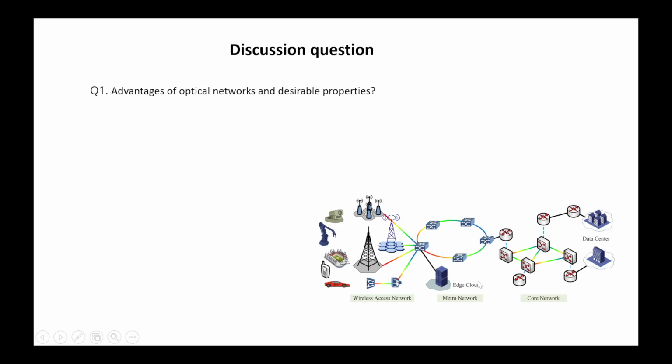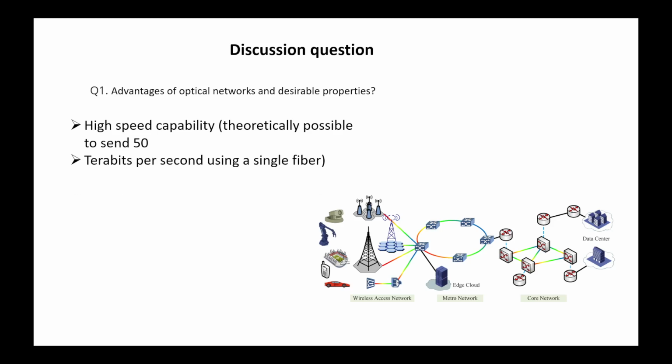So this type of network is established between our cloud system, metro network, or wireless network. So what is the advantage of the optical network? High-speed capability. It is around 50 terabytes per second using a single fiber. Low signal attenuation: the loss will be low, in dB per kilometer. Per dB per kilometer, the loss will be less.